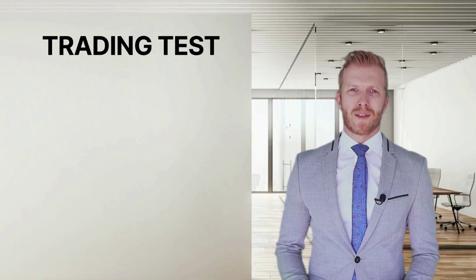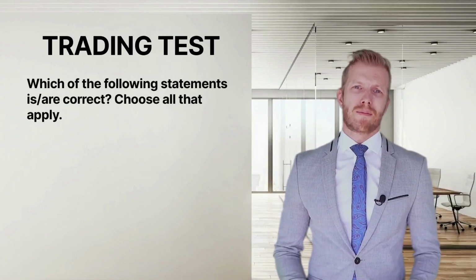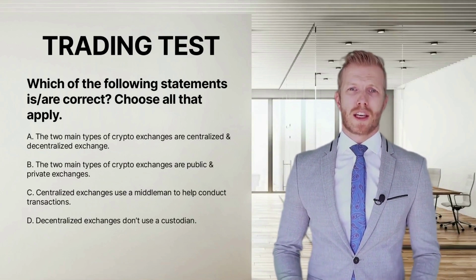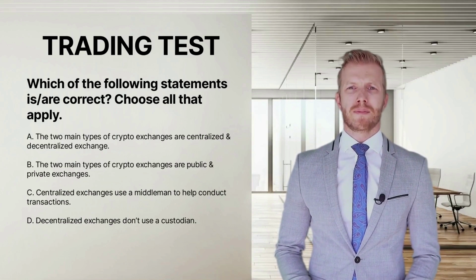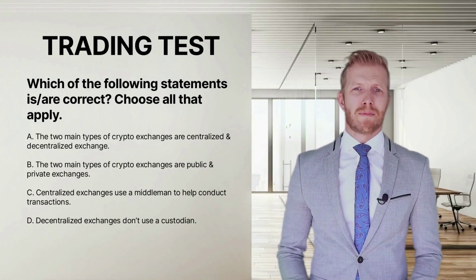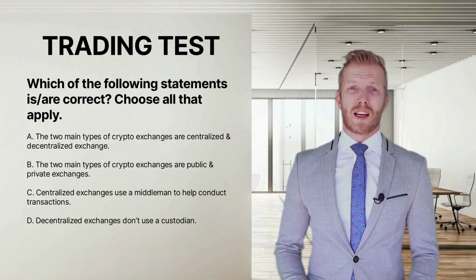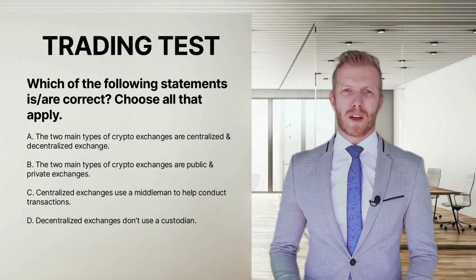Now let's look at what you have learned in this class. Answer this question in the comments, and if it's correct, we'll let you know with a like. Which of the following statements are correct? Choose all that apply. A. The two main types of crypto exchanges are centralized and decentralized exchange. B. The two main types of crypto exchanges are public and private exchanges. C. Centralized exchanges use a middleman to help conduct transactions. D. Decentralized exchanges don't use a custodian.